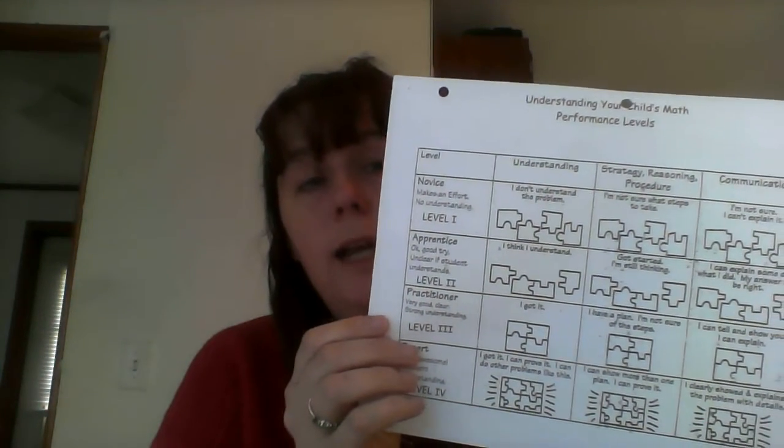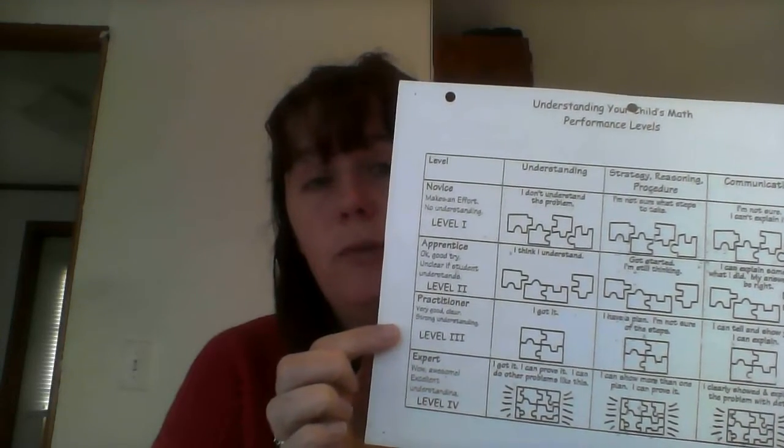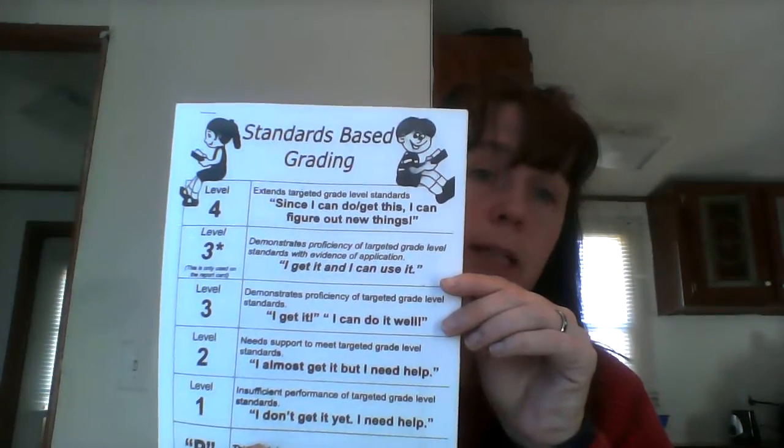Having an outline of the objectives is one way to have a rubric. The different performance levels is another way of showing what the teacher is looking for in a rubric. And of course, the standards-based grading is a rubric in itself.